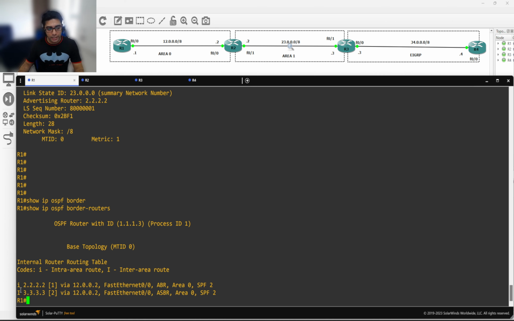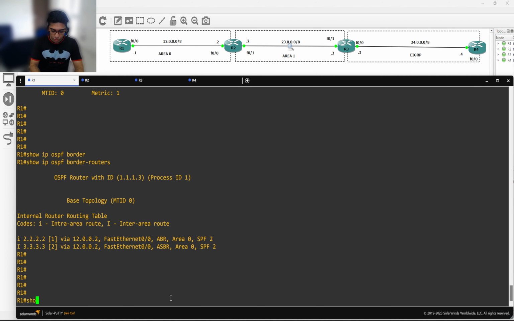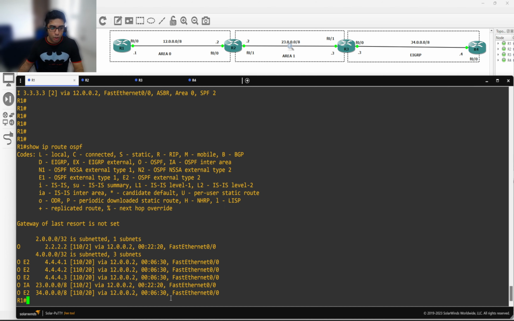To reach the ASBR, that is 3.3.3.3, it should go to R2 first. And what is R1's cost to reach R2? That is 1. And what is R1's cost to reach R3? That is 2. So in total, R1's cost to reach R3 is 2. So this 2 plus R3's cost to reach the external network that we saw was 20. So in total, it should be 22. But let's check. Show IP route OSPF. We can see to reach 4.4.4.1, it's still 20, it's not 22.